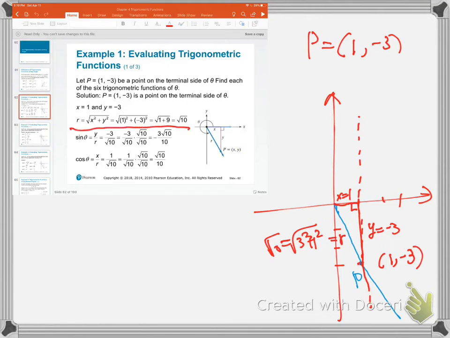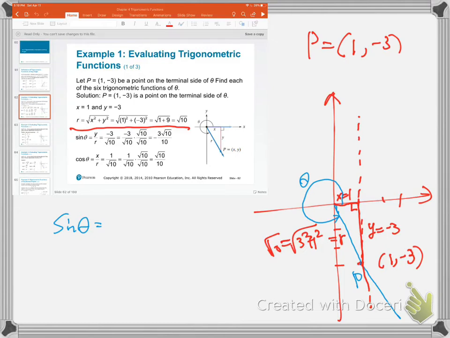Now for this angle, where's the angle? This is the angle. I'm going to use this blue color. This is the angle from the x-axis to this blue line. So this is the angle theta. So what's sine theta? Opposite. Opposite is -3.